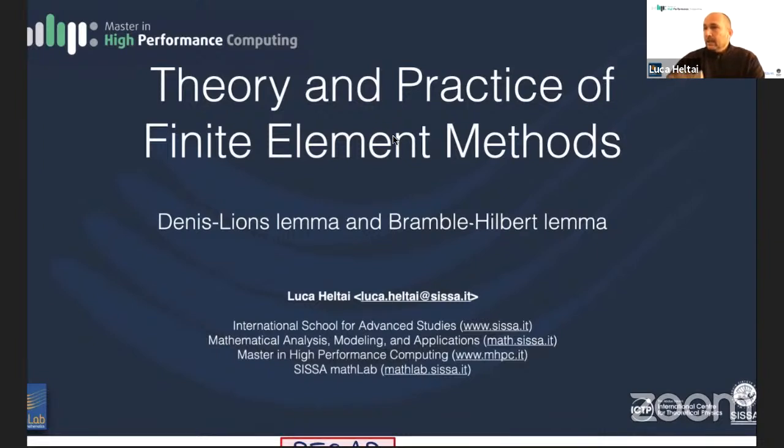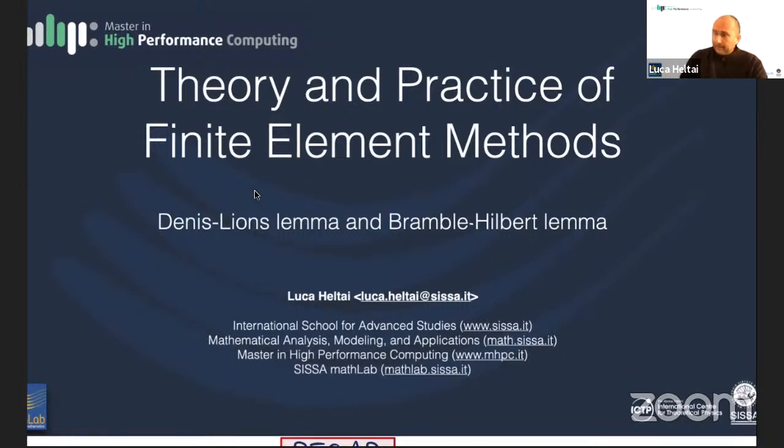So this is one of the most important lectures on the theoretical part of the finite element method, and it's the Denis-Lions lemma and the Bramble-Hilbert lemma. Denis-Lions is a part of the Bramble-Hilbert lemma, and we're going to spend quite some time trying to figure out exactly how this is proved in finite element method and what its application is for finite element theory.